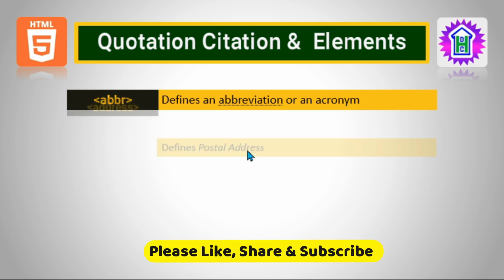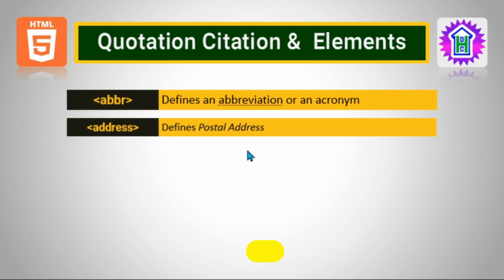The next tag is address tag. It is used to display postal addresses, and all these addresses within the address tag, opening and closing, will be displayed in italic form.